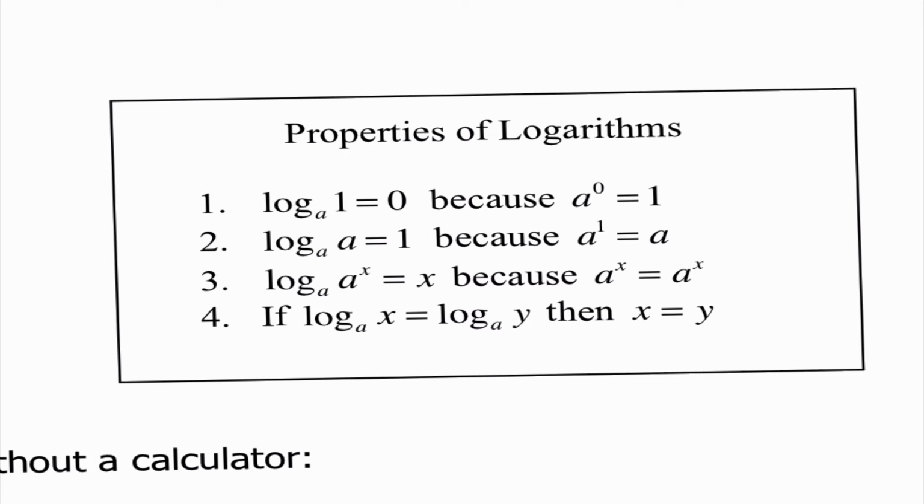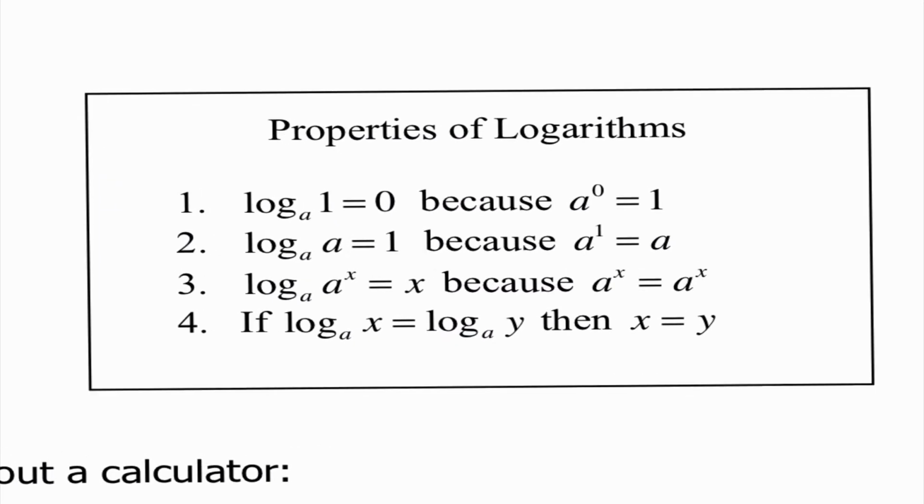So now that we've explored a little bit about the correlation and relationship between logarithms and exponential form, I want to go through these 4 quick properties of logarithms, which actually are really self-explanatory. So this first one, log base a just means any base. It doesn't matter. Log base a of 1 is always equal to 0 because if we change this into exponential form, a to the 0 power equals 1.